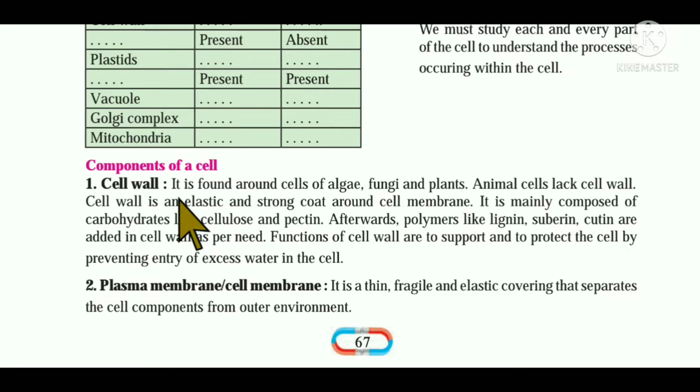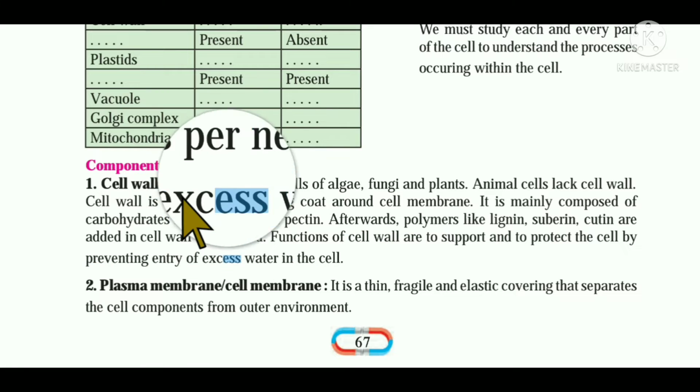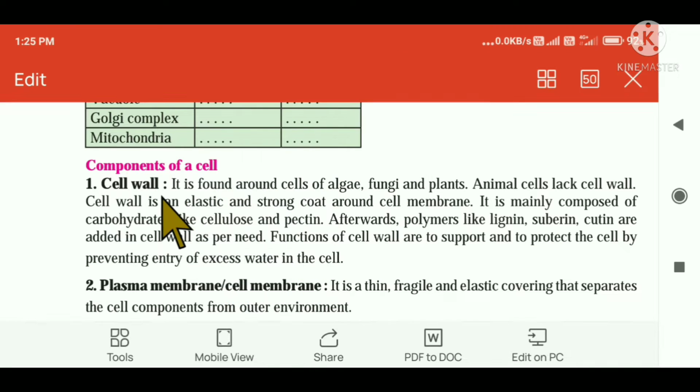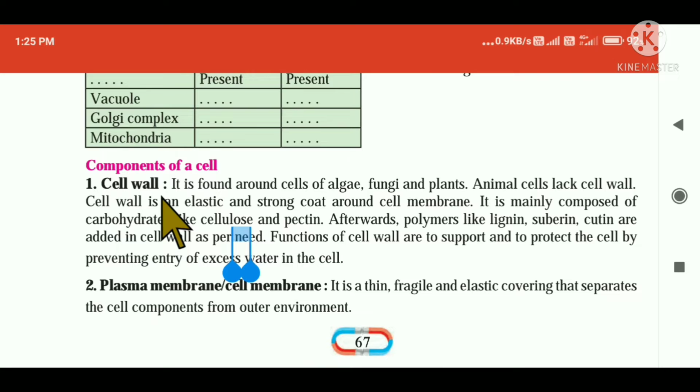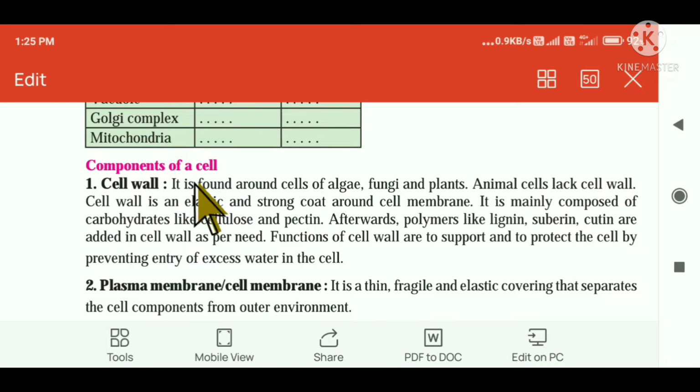The cell is covered by two types of covering in the case of a plant cell, and in the case of an animal cell there is a single covering. In a plant cell, the cell wall is the outermost covering, and the cell wall is present in algae, fungi and plants. The animal cell lacks the cell wall.